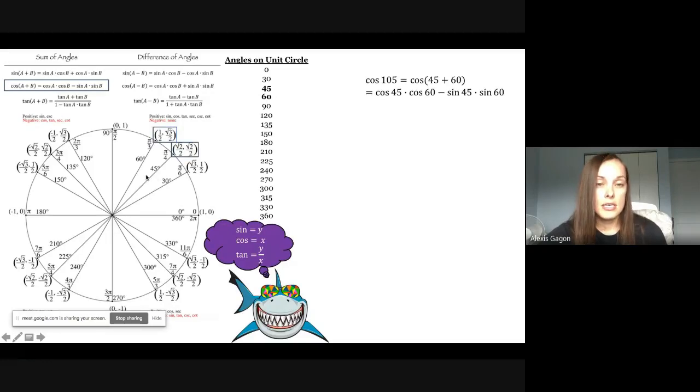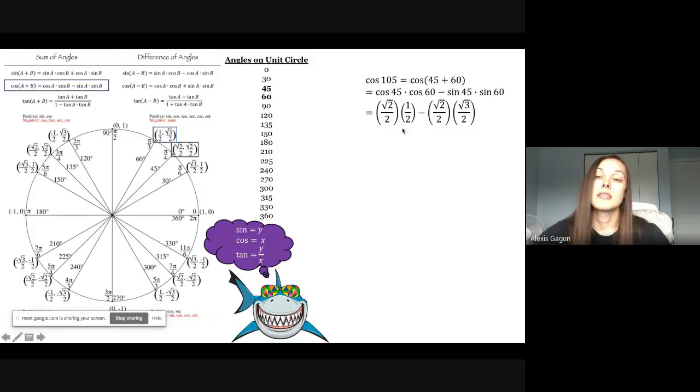And if we look at this, this is the 45, this is 60. If cosine is our x value, then the x value at 45 degrees is square root of 2 over 2, which is where I get this right here. Cosine of 60, the x value at 60, is 1/2, which is where I got that one. Minus the sine of 45, which is the y value, which again is square root of 2 over 2. Sine of 60, the y value at 60, is square root of 3 over 2.